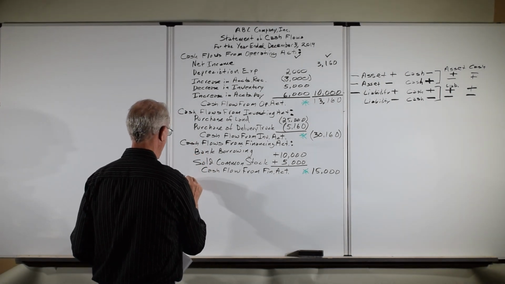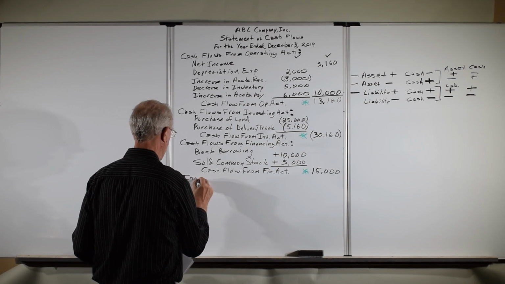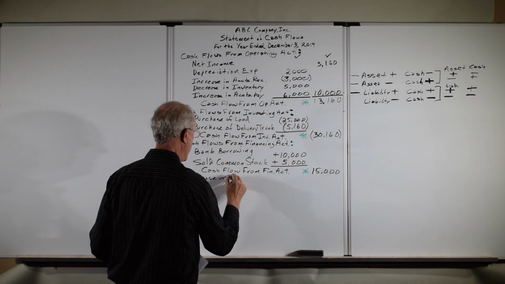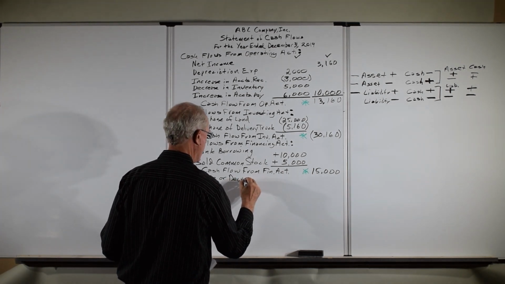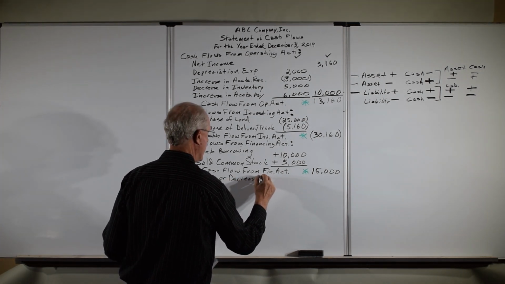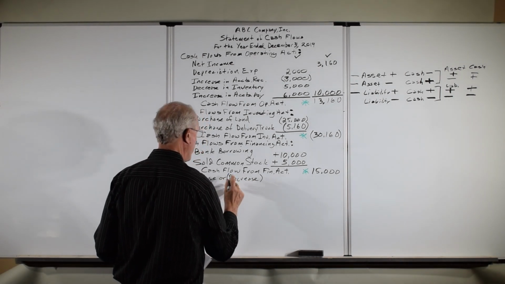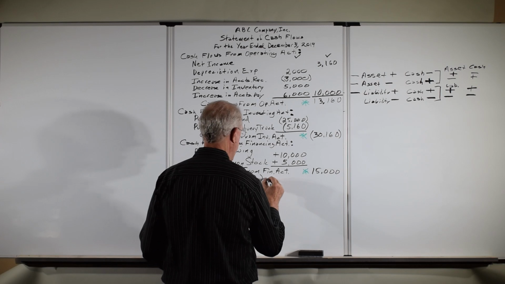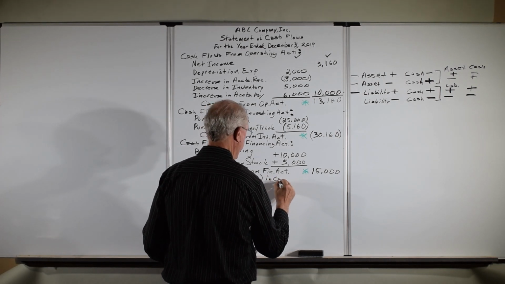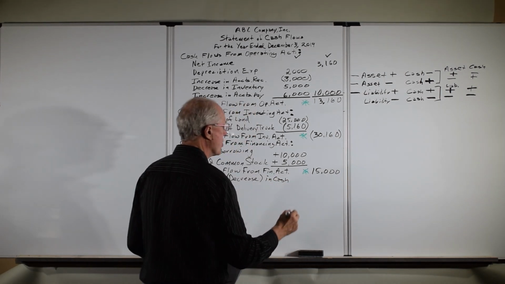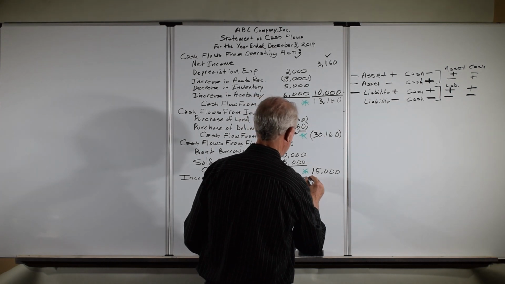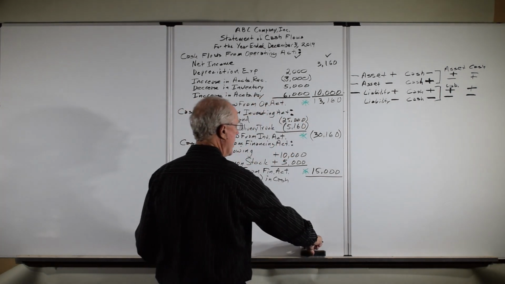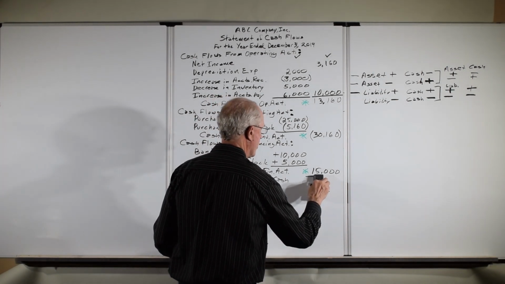give us the increase or decrease. And if it's a decrease, we'll put brackets around it. So I want to put brackets around this word. Increase or decrease in cash. And so we combine these. Let me put a line here to show we're adding them up. And I invite you to go ahead and add these three together.